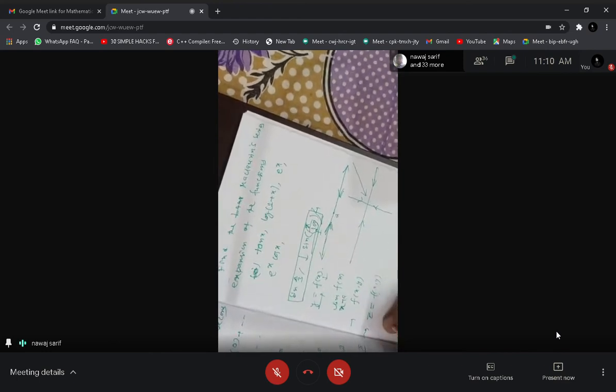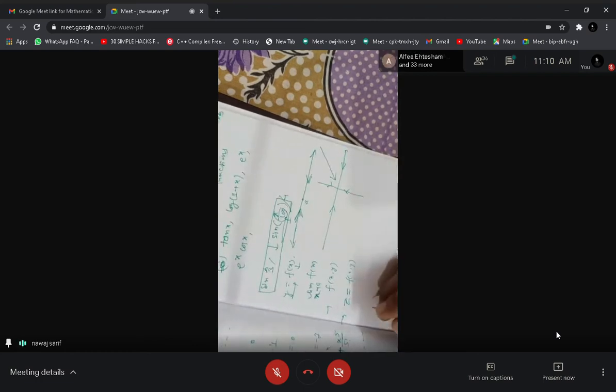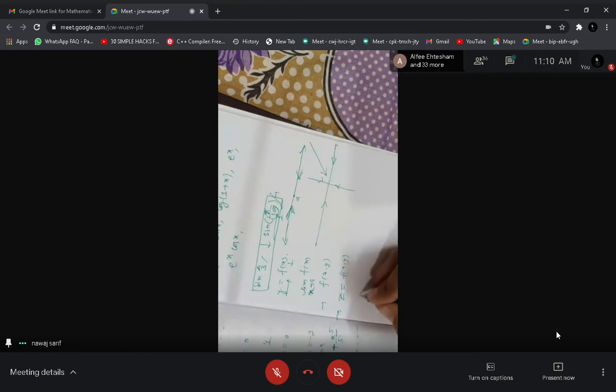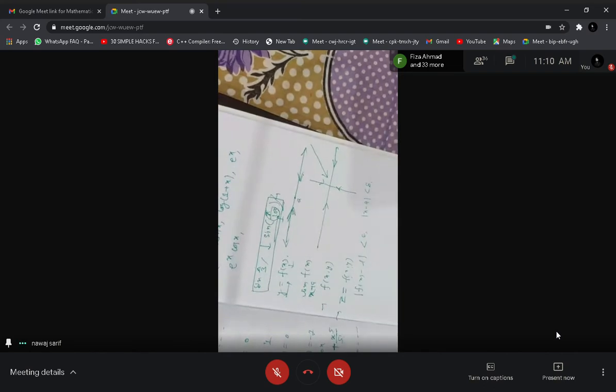So what is the limit definition in case of a single variable? When we say limit of a single variable f(x), then we say that mod of f(x) minus L is less than epsilon when mod of x minus a is less than delta. This is the definition of limit in a single variable case. So what will be the definition of limit in the two variable case?